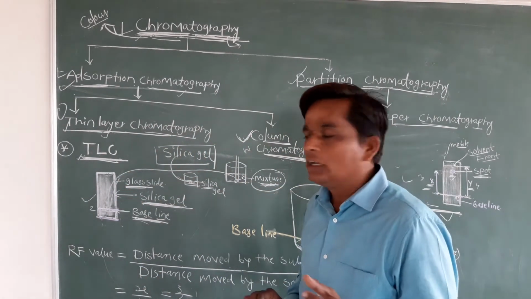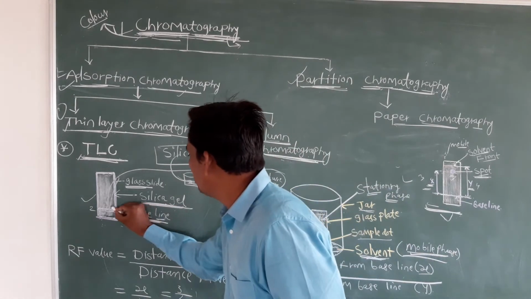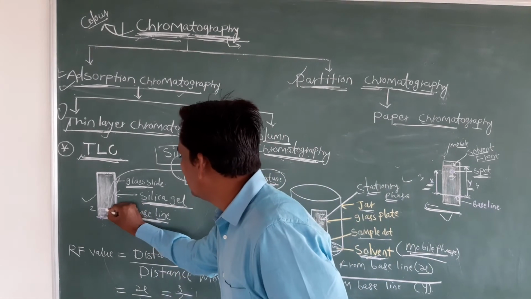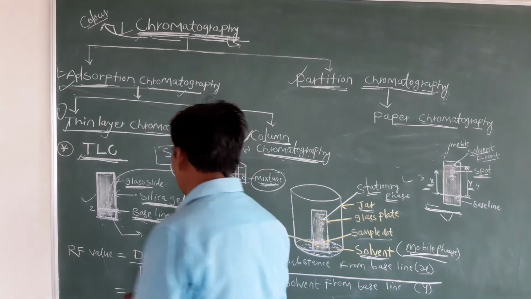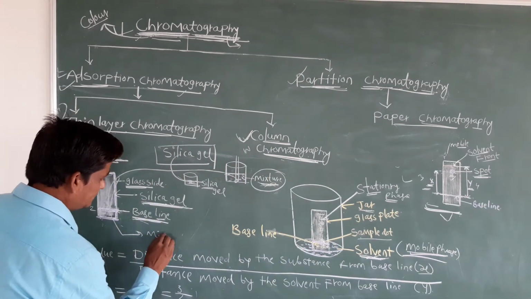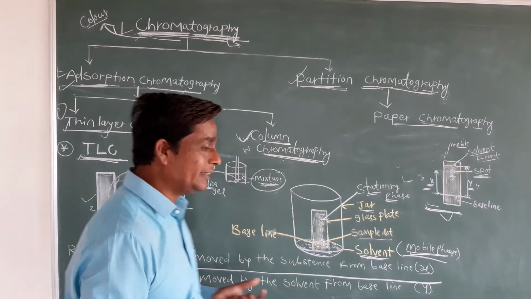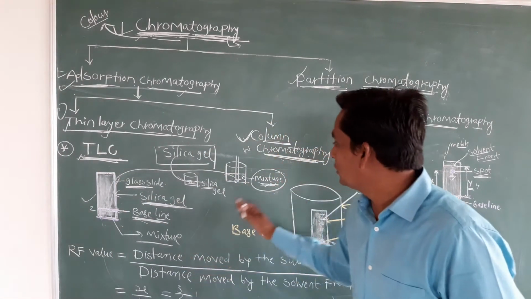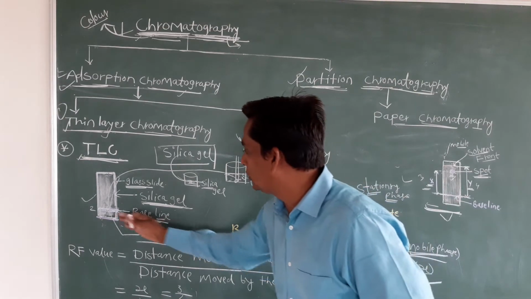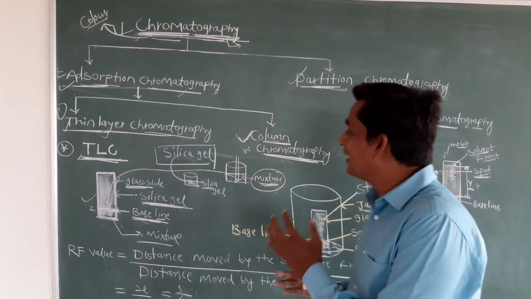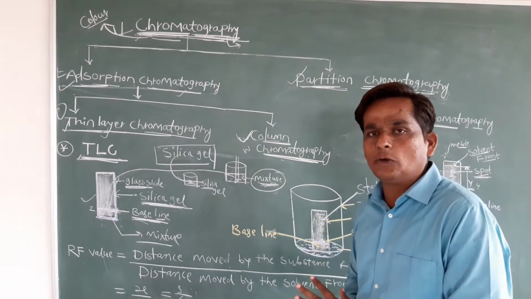Okay, we can put 2 to 3 drops of this mixture. Here I am putting one mixture, 2 to 3 drops. Now, is this clear? This mixture is the one used for the separation. So we put 2 to 3 drops here, and then you can dry it for 10 minutes. Now allow it to dry.